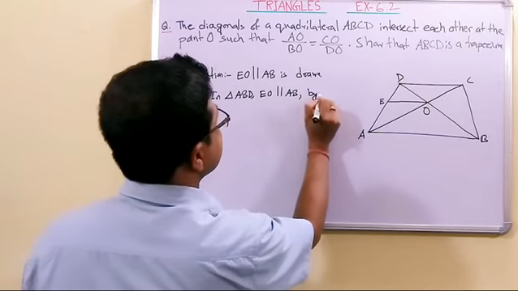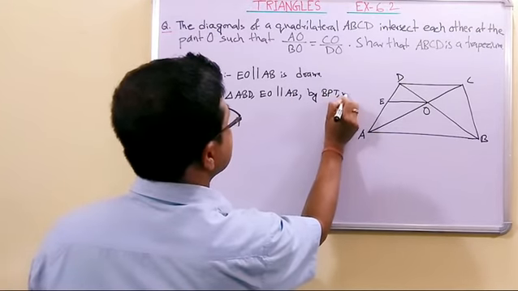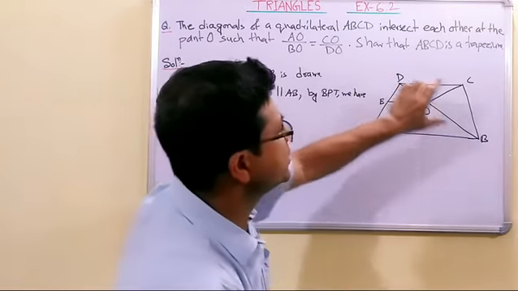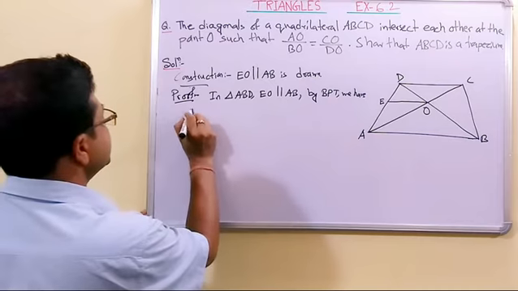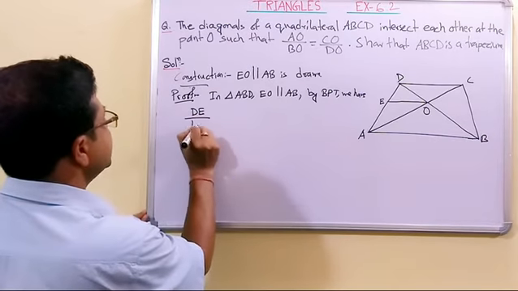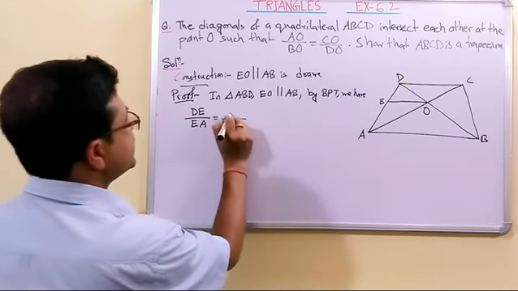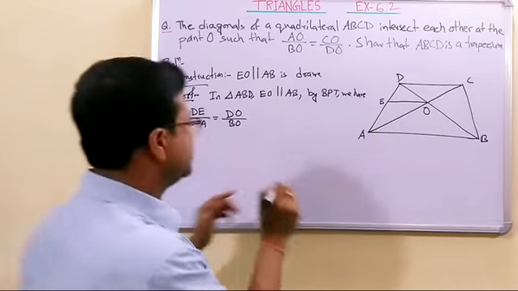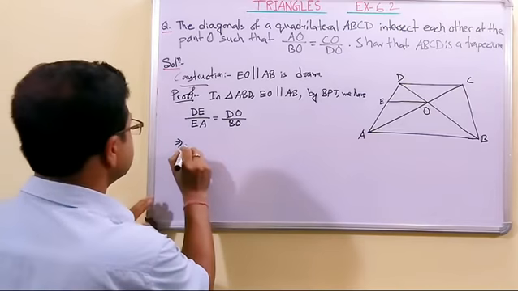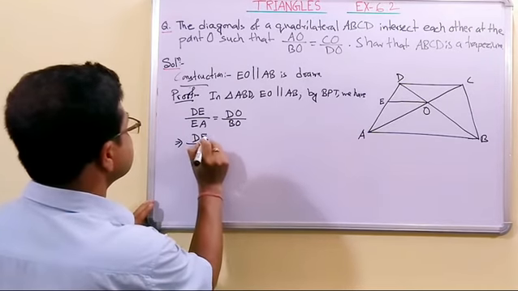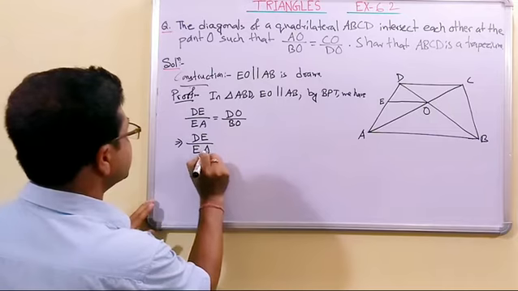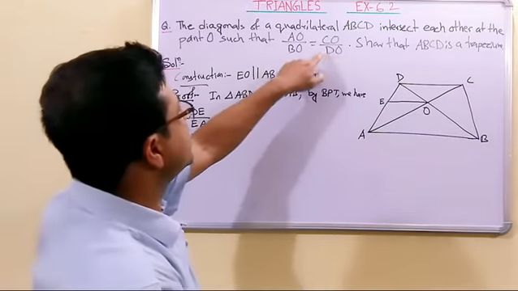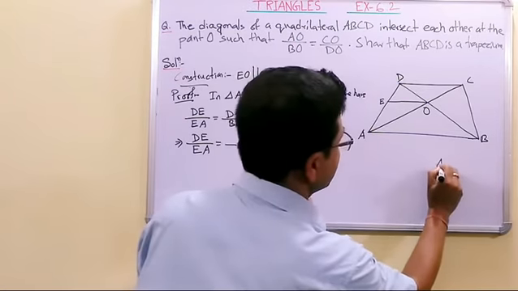Okay, so by BPT, we have, as they are parallel, so we can write this by this equal to this by this. We have DE by EA is equal to DO by BO. Alright students, this is the application of BPT. Next, we shall use the given part. This is very simple sum, you will see. Now what is DO by BO? DO by BO. You see, here I am simplifying here.